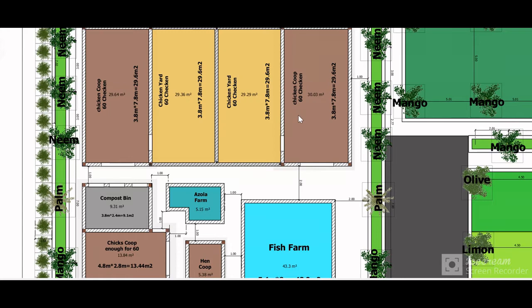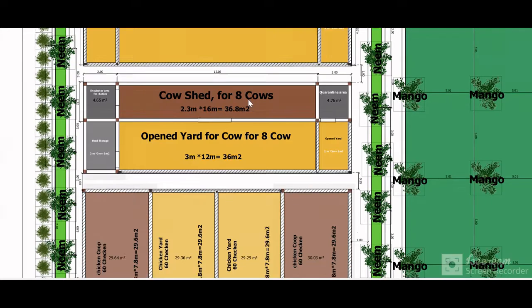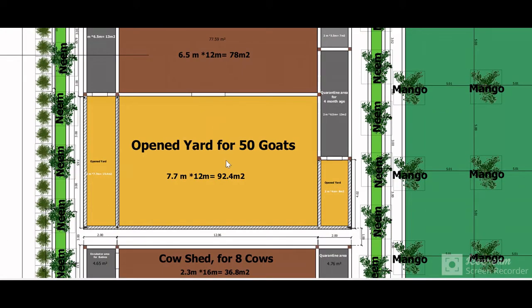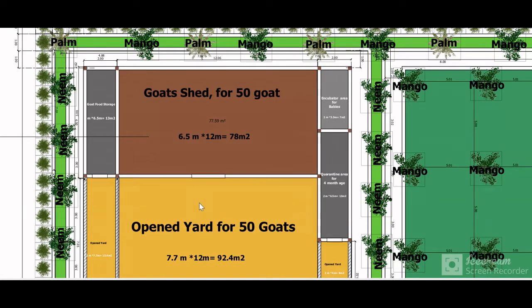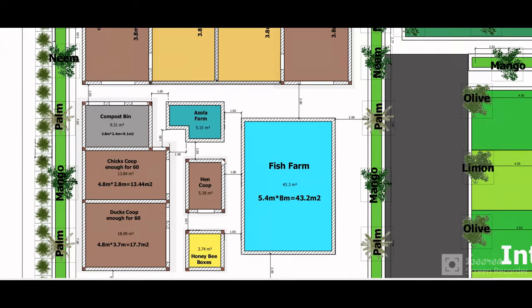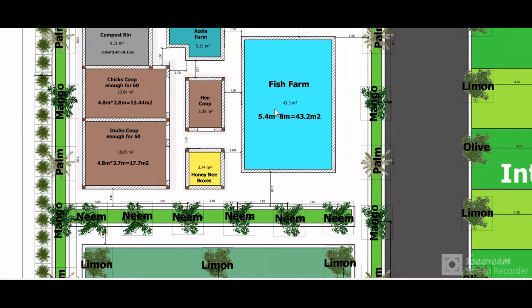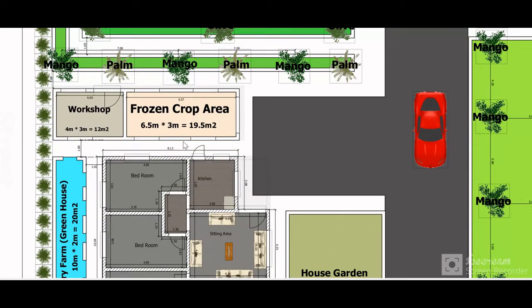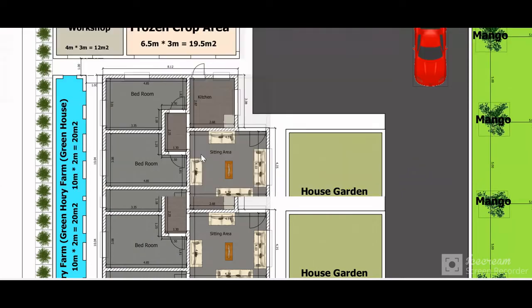Here is a chicken, adult chicken. Here is a medium chicken. Here is a running area. Here is a cow, here is an open yard, this is a goat, open yard, okay, and closed yard. This is the animal area. It is zone 10. Now we can go to the other kind of building inside, his house.